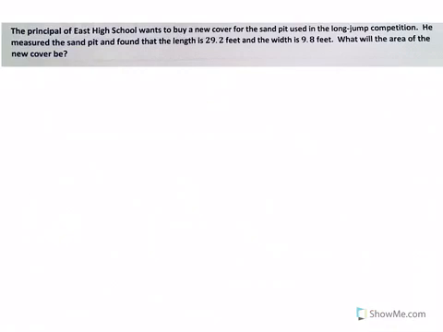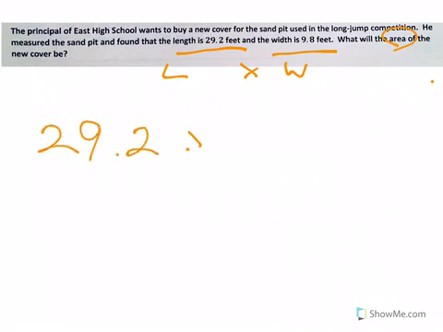We'll do one more example here. Important thing here I want to show you. Let's read the question first. The principal of East High School wants to buy a new cover for the sand pit used in the long jump competition. He measured the sand pit and found the length is 29 2/10 feet. The width is 9 8/10 feet. What will the area of the new cover be? We know area is length times width. So we're looking at 29.2 times 9.8.